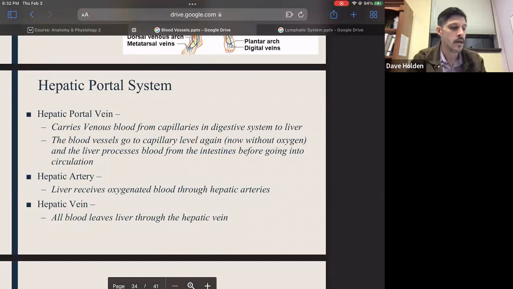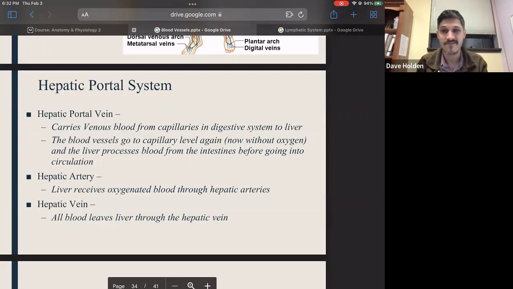Okay. So within the circulatory system, we have a kind of subsystem because we have so much going on between the digestive tract and the liver. Remember that your liver functions as a digestive organ. It's producing bile and other substances that aid in digestion, but it's also a filter of sorts. It's trying to detoxify the body.